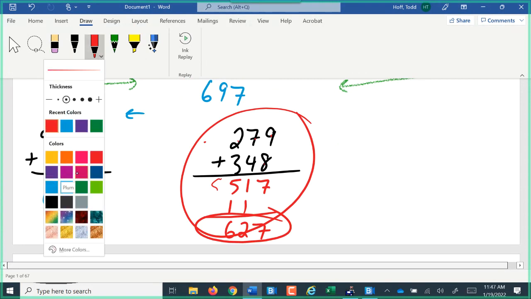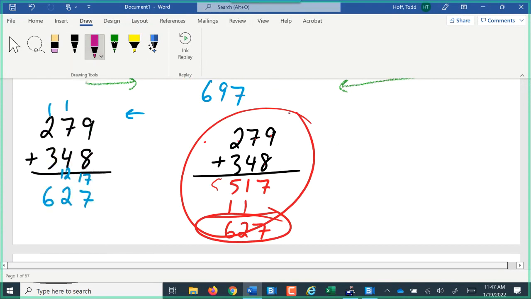I'm also a realist. I understand you have calculators and the calculators will be used. But before you use the calculators, at the very least, I would hope you would look at this and say, that's about 300.